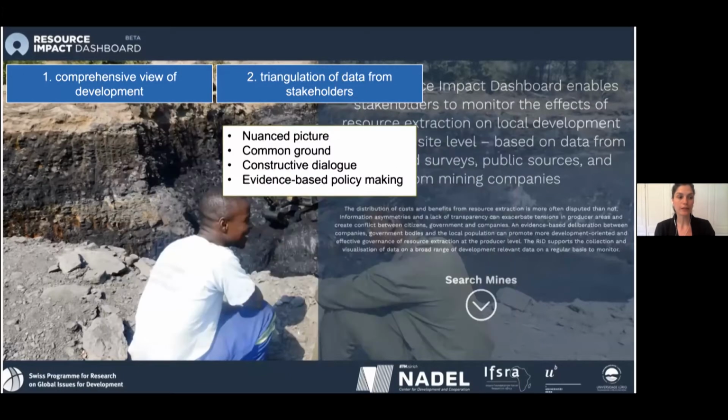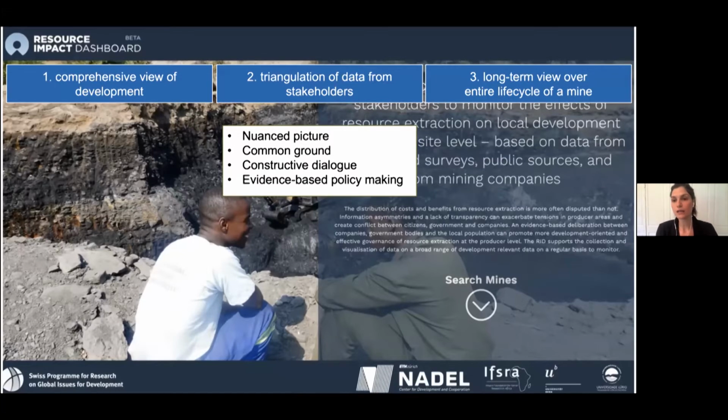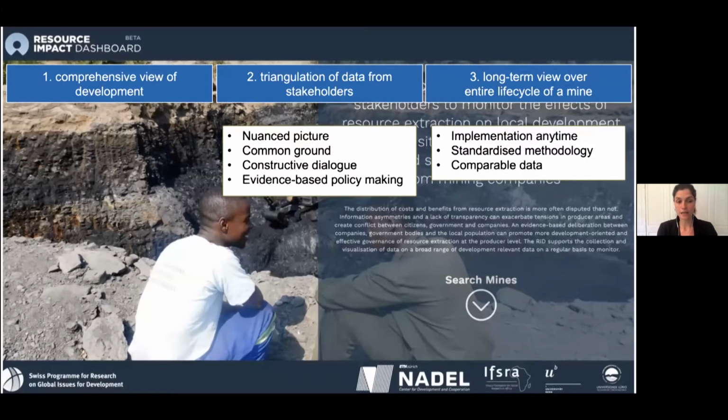With that, the RID shows a balanced picture of local development impacts, taking into account all the three different stakeholders. By doing so, it establishes a common ground for resolving disagreements between communities and companies, and it contributes to a constructive dialogue and to evidence-based policymaking. And then thirdly, the RID also shows a long-term perspective of the development impacts. Ideally, it is updated every 2 years so that it can monitor impacts over the entire life cycle of a mine. It also has a standardized methodology and data visualization so that it provides comparable data over time and across countries. So it can be implemented in many different contexts.